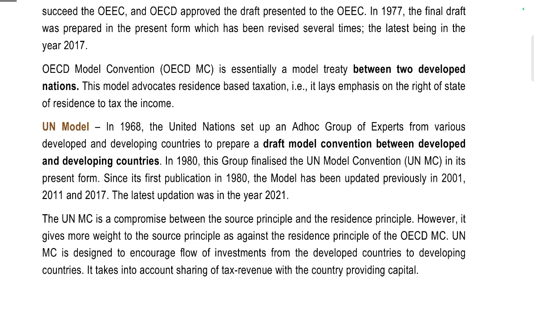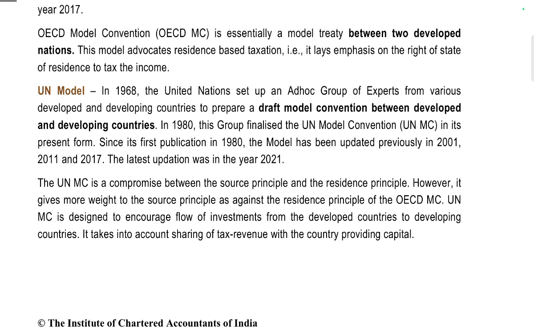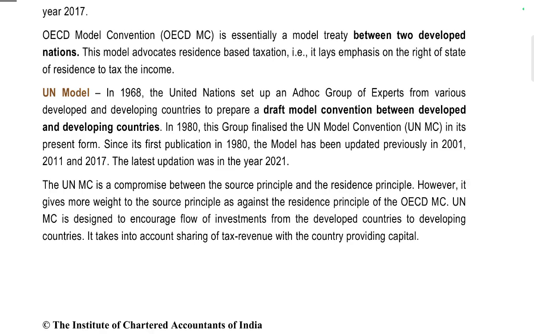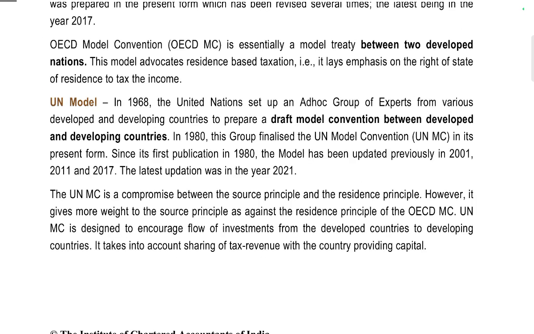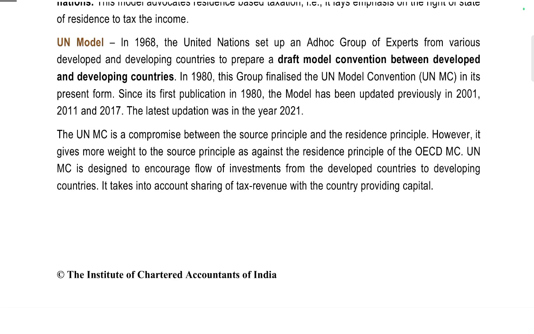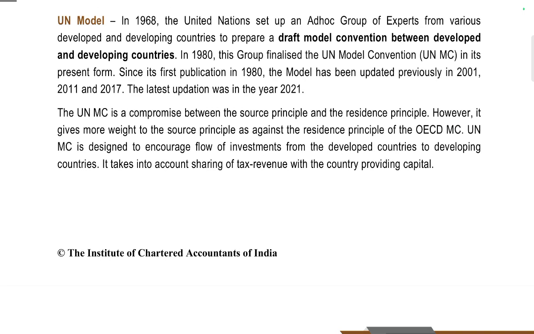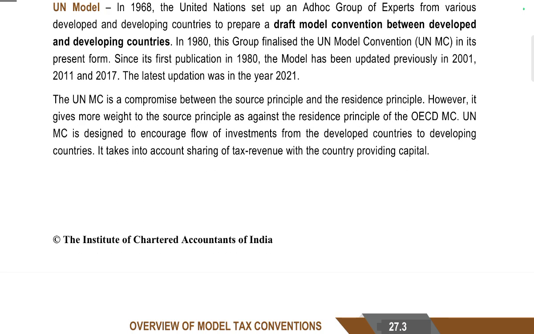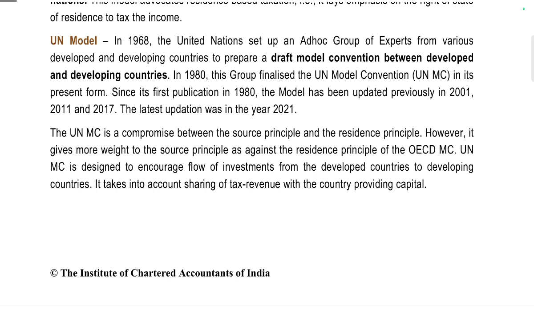UN model. In 1968, the United Nations set up an ad hoc group of experts from various developed and developing countries. They proposed a draft model convention between developed and developing countries. In 1980, the group finalized the UN model convention in its present form. Since it was first published in 1980, the model has been updated in 2001, 2011, 2013, and most recently in 2021.